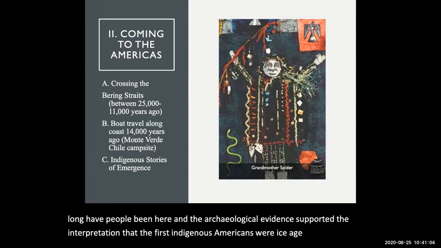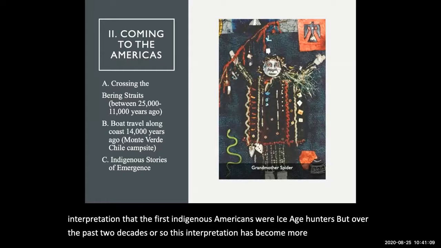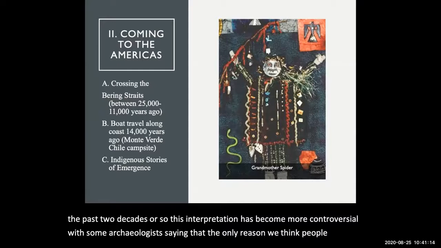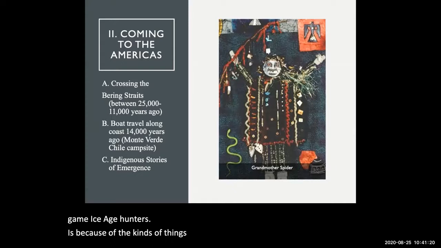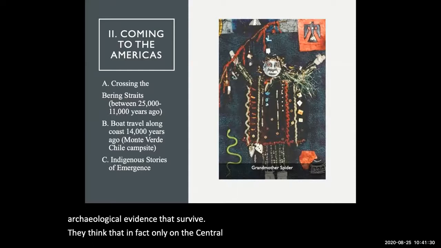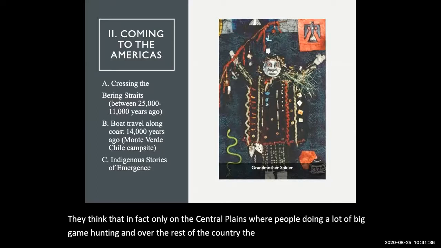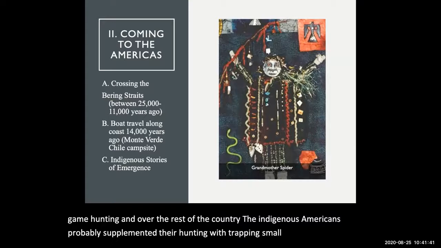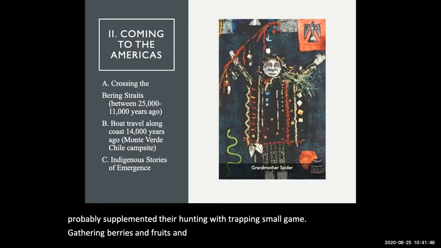But over the past two decades or so, this interpretation has become more controversial, with some archaeologists saying that the only reason we think people were big game Ice Age hunters is because of the kinds of archaeological evidence that have a tendency to survive. They think that, in fact, only on the central plains were people doing a lot of big game hunting, and over the rest of the country, the indigenous Americans probably supplemented their hunting with trapping small game, gathering berries and fruits and vegetables, and possibly fishing and hunting turtles.